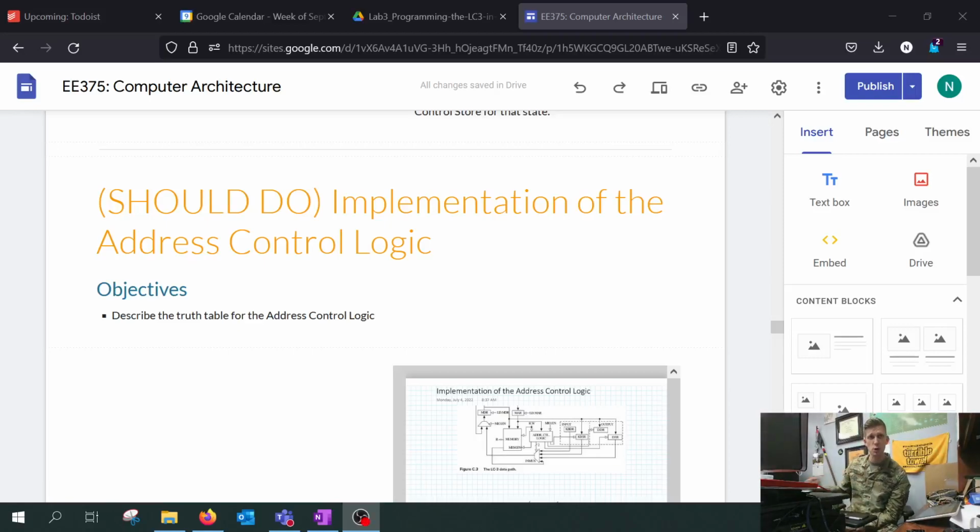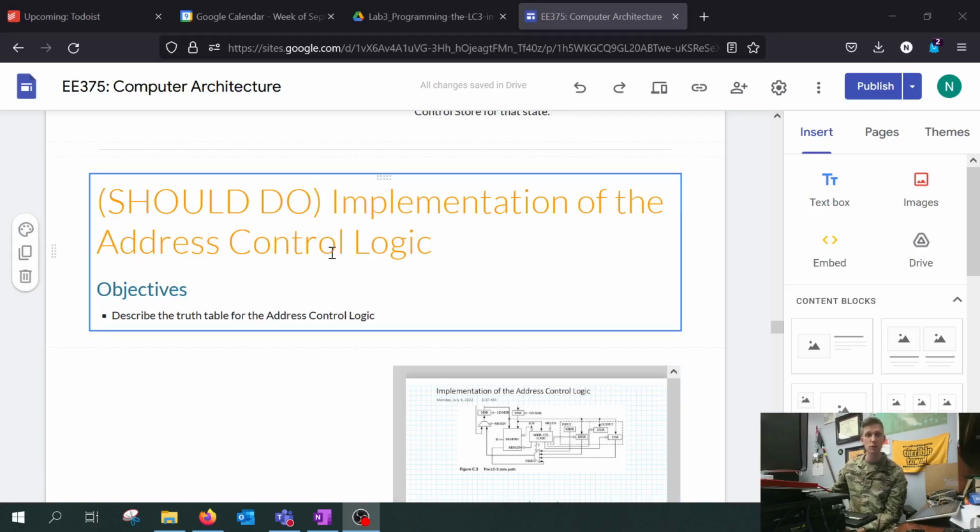Hey folks, this is Major Jones here to talk to you about how we're able to implement the address control logic for our LC3. This is a fairly simple device, but I want to make sure you understand the operation. It's a piece of combinational logic, and our only objective today is that you're able to understand that truth table, basically how that's constructed for the address control logic.